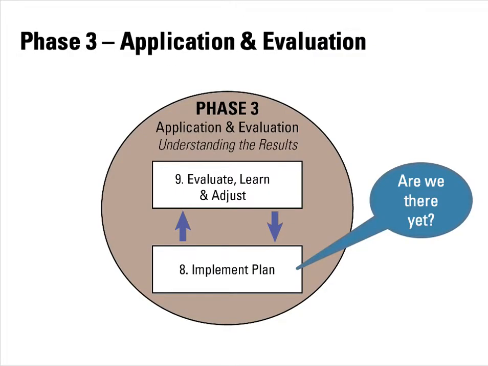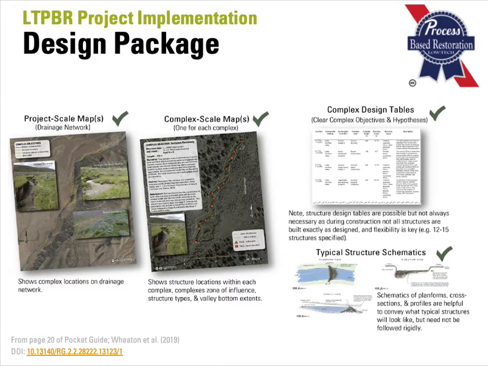And just a reminder, we're in phase 3 of the planning process here, where we are implementing and then evaluating, learning, and adjusting. And this is a key part of the adaptive management framework that we use. One of the questions you need to ask once you've finished implementing your plan is, have you accomplished your goals? And if not, maybe it's time to implement some more phases.